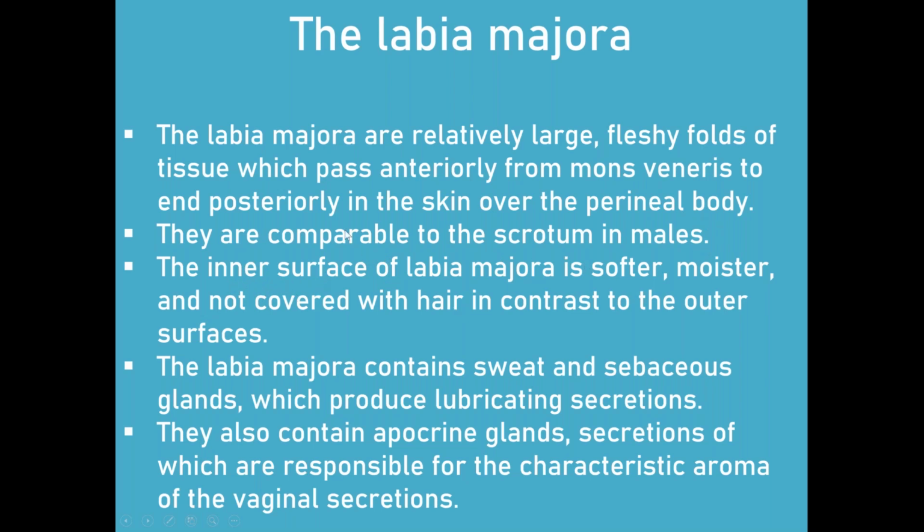What about the inner surface of the labia majora? The inner surface is softer and smoother and not covered with hair, in contrast to the outer surface, which is covered with hair. This is the difference between the inner and outer surfaces. The labia majora contain sweat and sebaceous glands which produce lubricating secretions, and they also contain apocrine glands, the secretions of which are responsible for the characteristic aroma of vaginal secretions. This is the function of the labia majora.